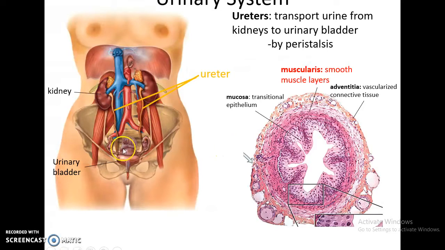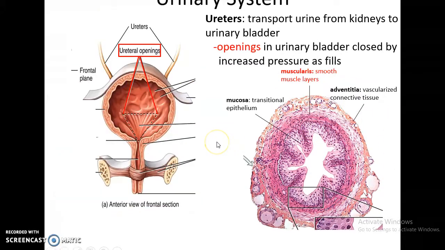Ureters are muscular tubes that connect to the urinary bladder. They have a mucosa layer, a muscularis layer, and an adventitia layer. They move things by peristalsis, and then they open up into the urinary bladder. And as pressure in the bladder gets higher and higher because of it filling with urine, this will close off these ureteral openings to prevent backflow.